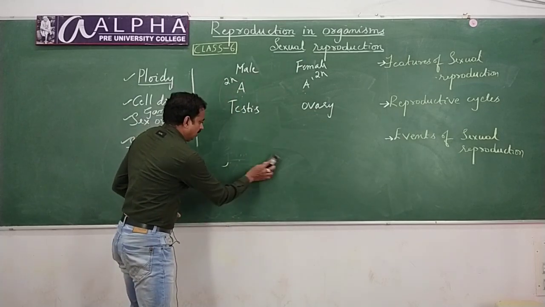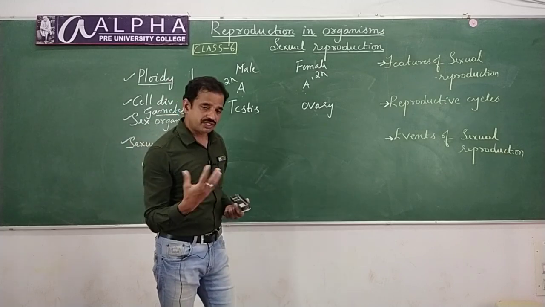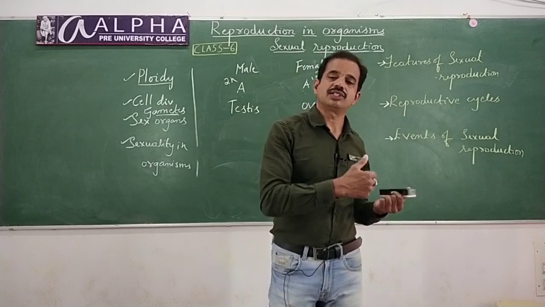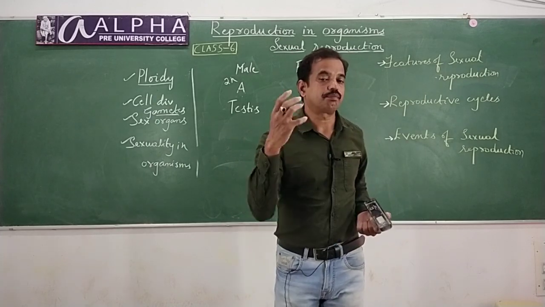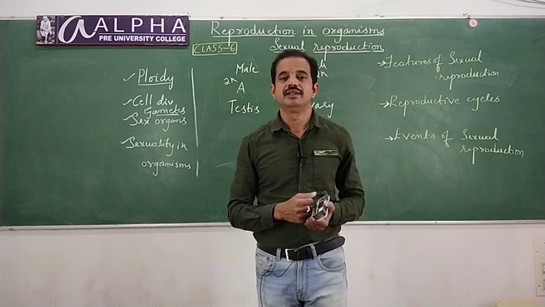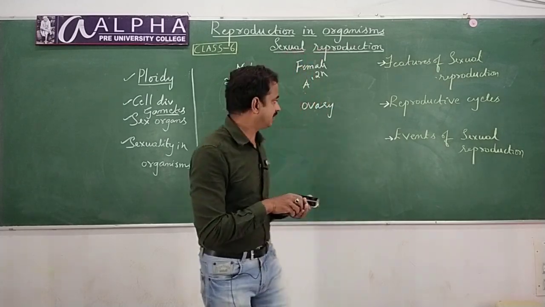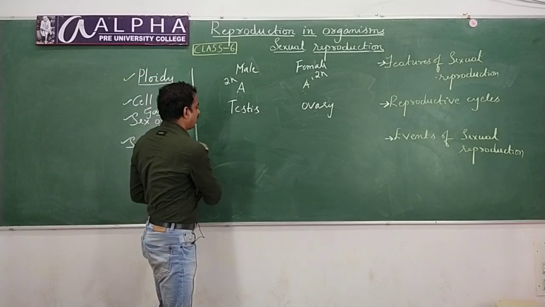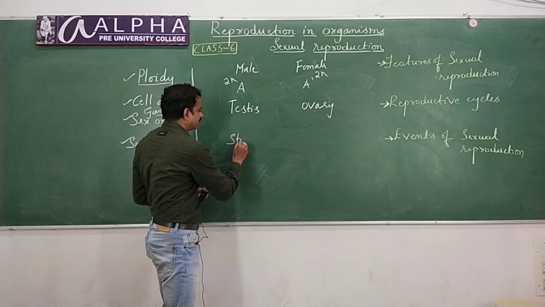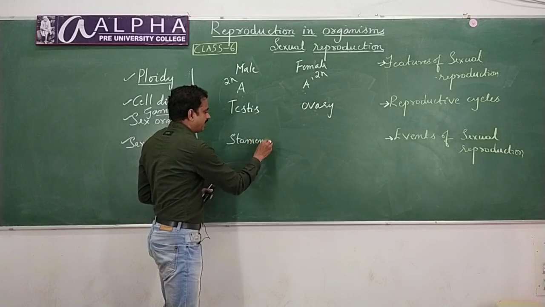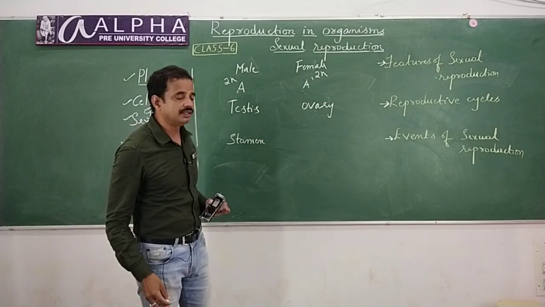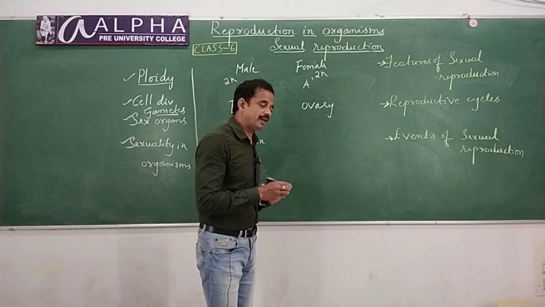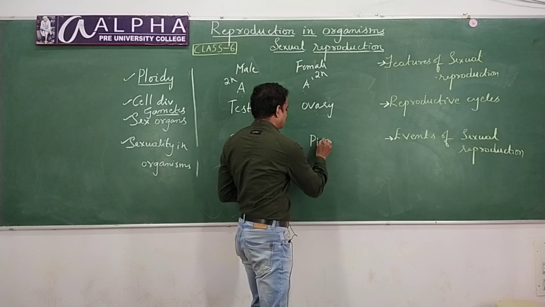So the testis and ovary, which have germ cells, sperm mother cells and ova mother cells, are called primary sex organs in animals. In plants, the counterpart of the testis is called the stamen. In the flower, the male sex organ is the stamen, and the female sex organ is the pistil.